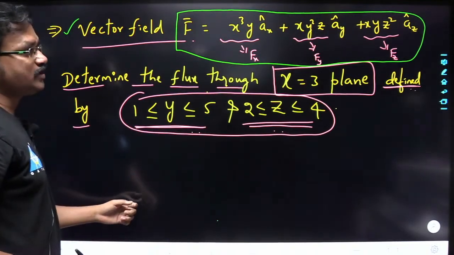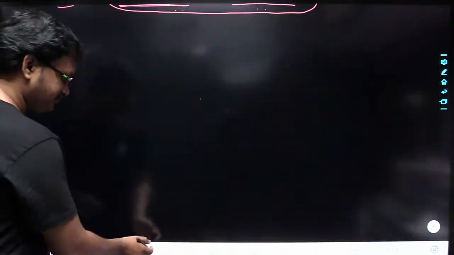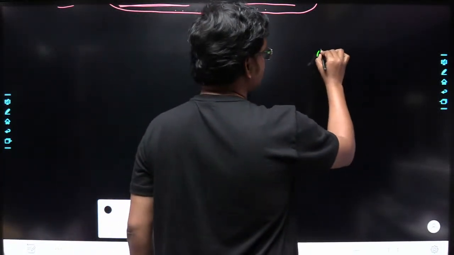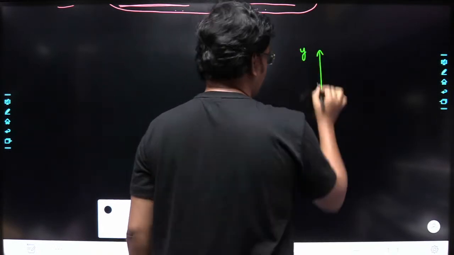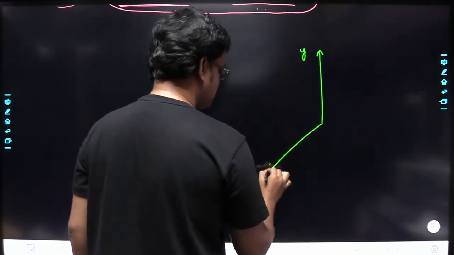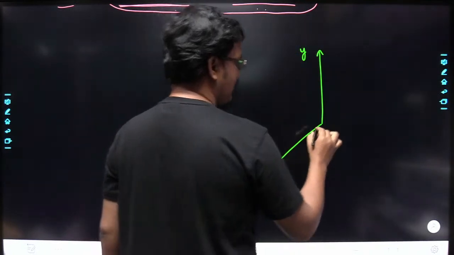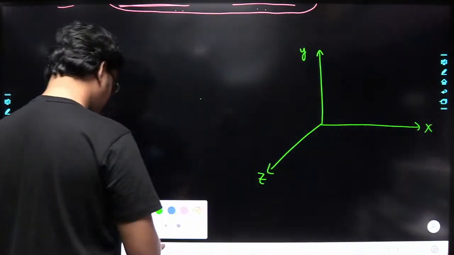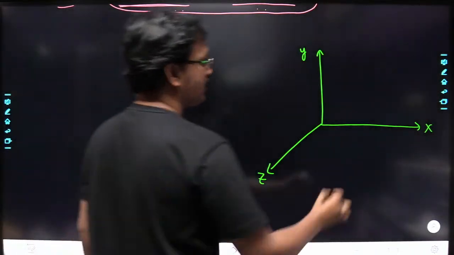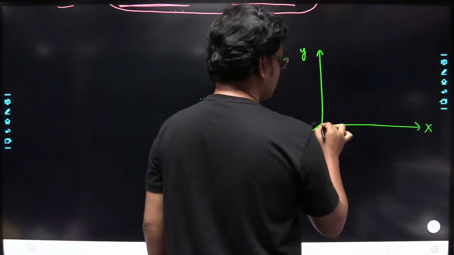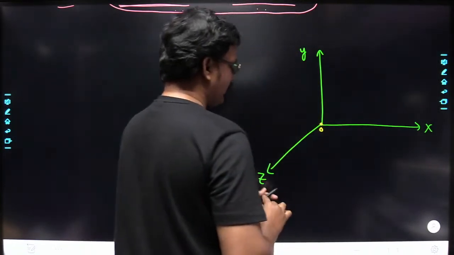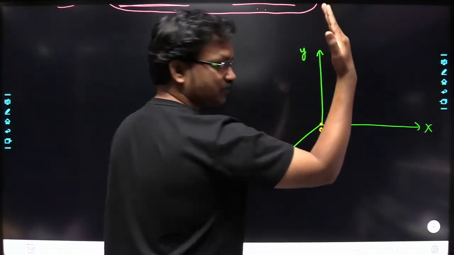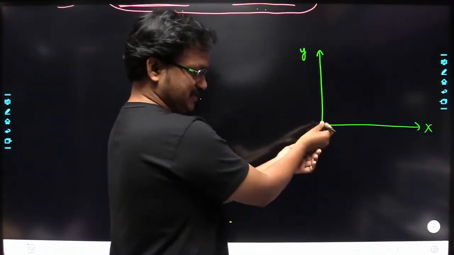Okay. So now see here. Now let us consider this as the y axis and this as the z axis, and this is nothing but, let us say, the x axis. Okay. So here this is 0. Now if I consider a plane here, this plane is nothing but what? This is the y axis, and the z axis is coming out of the board.